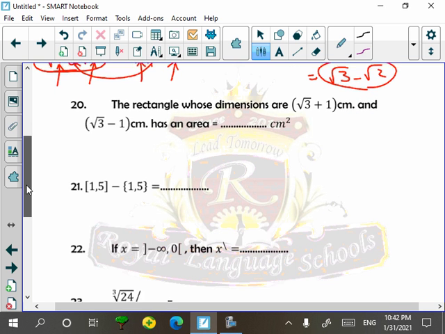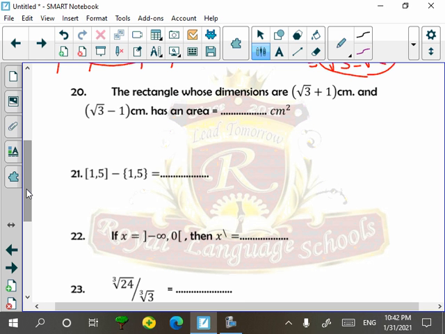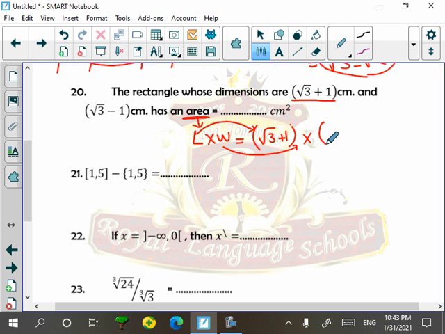Number 20: the rectangle whose dimensions are root 3 plus 1 centimeter and root 3 minus 1 centimeter has an area of... Area of a rectangle equals length times width. The length is root 3 plus 1, and the width is root 3 minus 1. Root 3 times root 3 equals 3, and 1 times 1 equals 1, and positive times negative equals negative. Then 3 minus 1 equals 2. So the area of the rectangle equals 2 centimeter power 2.